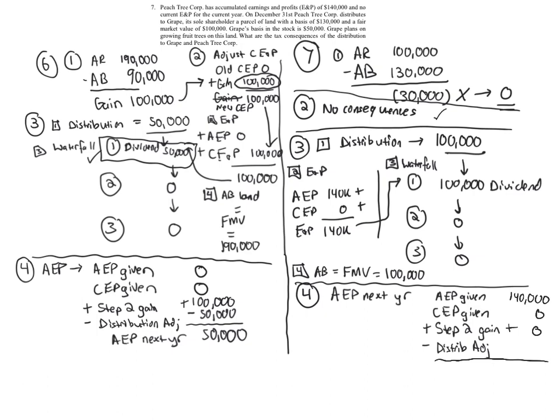So remember, the rule is if it's a cash distribution, it's always going to be a dividend. If it's a property distribution, if the adjusted basis of the property is greater than fair market value, you're going to use the adjusted basis as a distribution adjustment. So the adjusted basis here is $130,000, which is greater than the fair market value of $100,000. Yes. So therefore, we use $130,000, not the amount of the dividend, which is $100,000. So it's going to be minus 130. Our accumulated E&P for next year is $10,000, and we're done with problems 1 through 7.